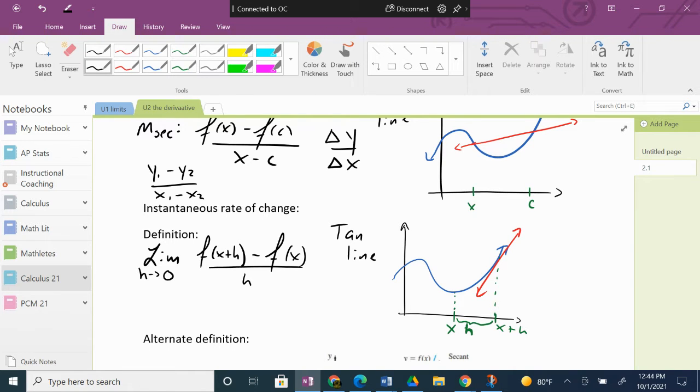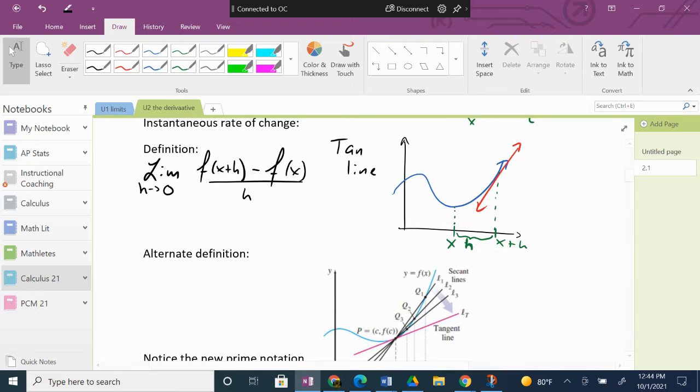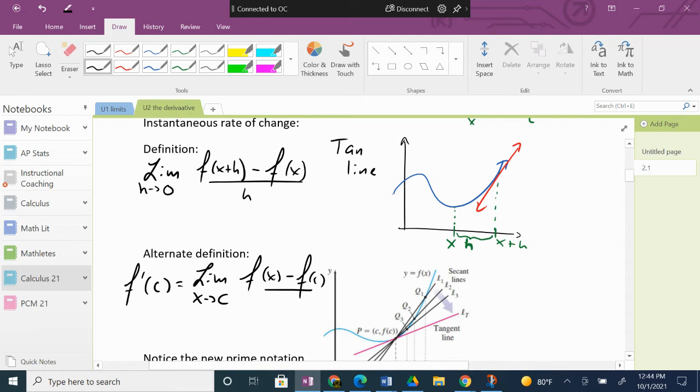And I have an alternate definition worth writing, but I'm only going to touch on it here, and then we'll talk about that later. Limit as x goes to c. I'll talk more about the alternate definition on another day. This is just notes, definitions. This is not the actual application yet.